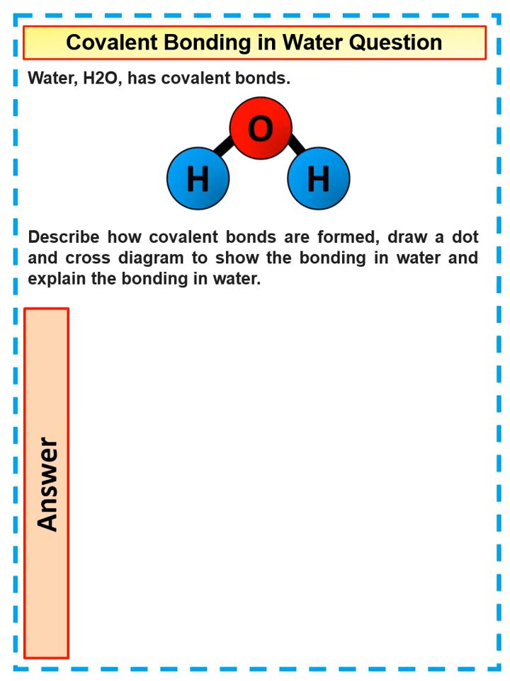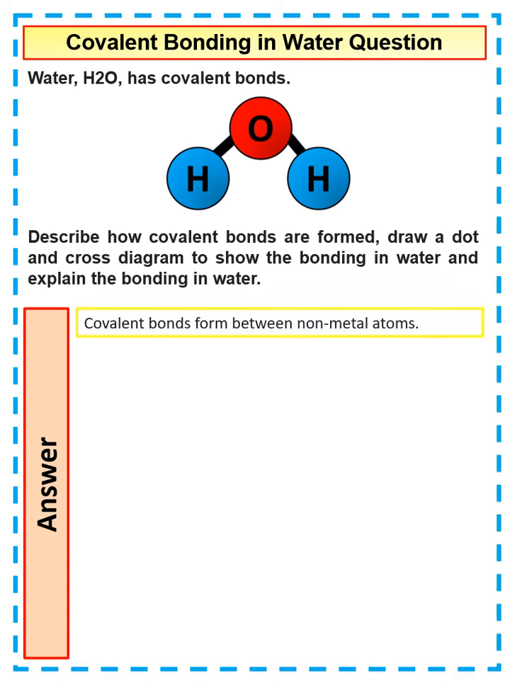So this is just a quick question looking at covalent bonding in water. It says water has covalent bonds. Describe how covalent bonds are formed. In some questions, you might be asked to draw a dot and a cross diagram. I've not put that in this one as such. So I've given you the structure of water there to look at.